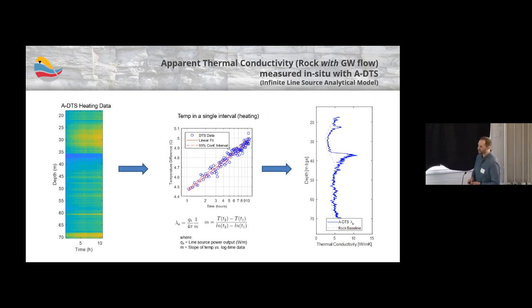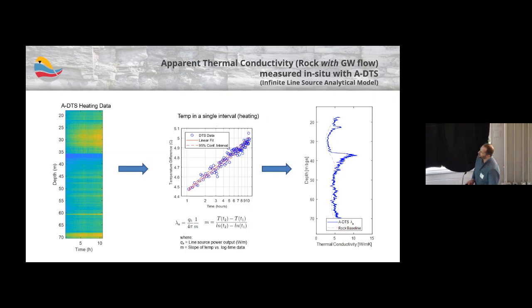This would be a 10-hour heating test. On the y-axis, we have depth, so this would be the top of the water table. This is the bottom of the borehole. And on the x-axis, we have time, so this is a 10-hour heating test, and then the colors are contoured to correspond to the temperature. So you can see some obvious zones where we're having preferential heat dissipation in the center there. At each one of these depths, we have data output about every 12.5 centimeters along this profile.